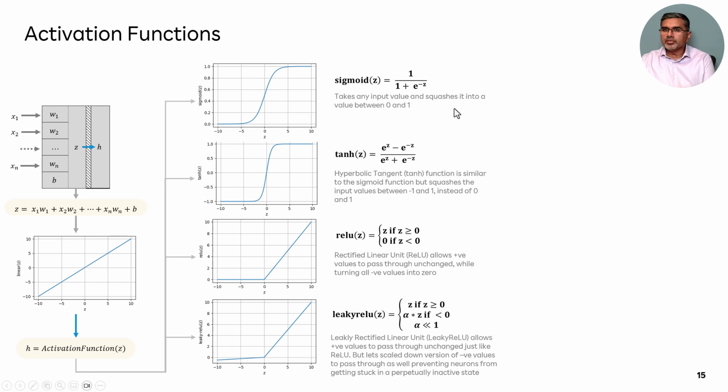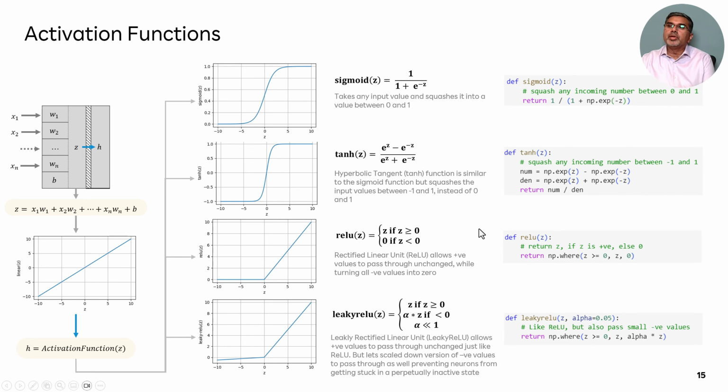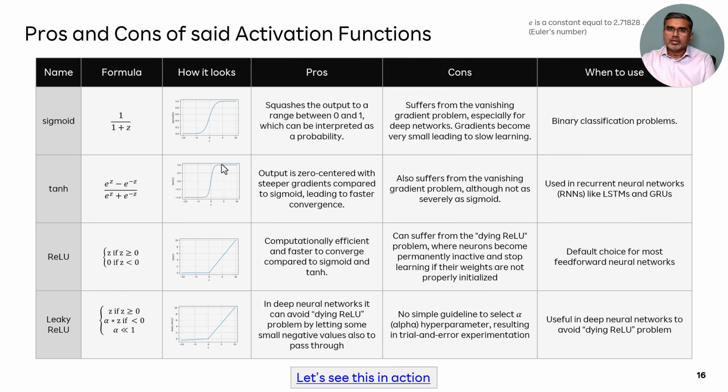Now, the implementation of all these activation functions can actually be done in a single line of code. It's very straightforward. If you look at sigmoid, you can express this function using numpy as this, tanh as this. It's very, very straightforward to do these things in Python, or for that matter, any programming language. So, some of the pros and cons of these activation functions.